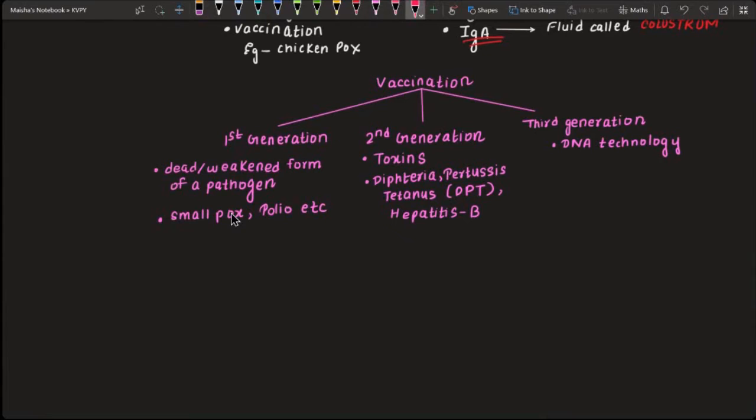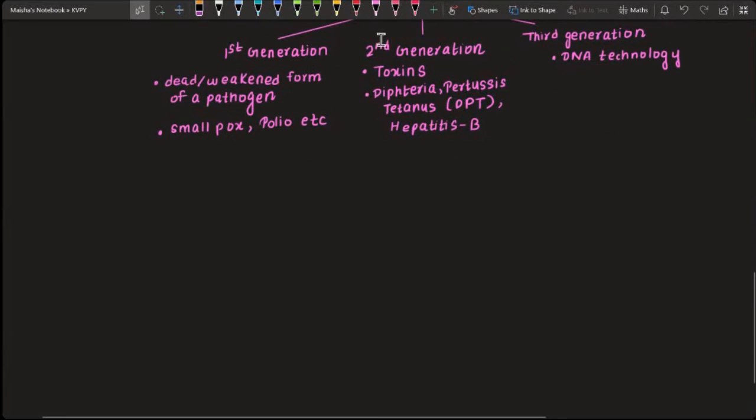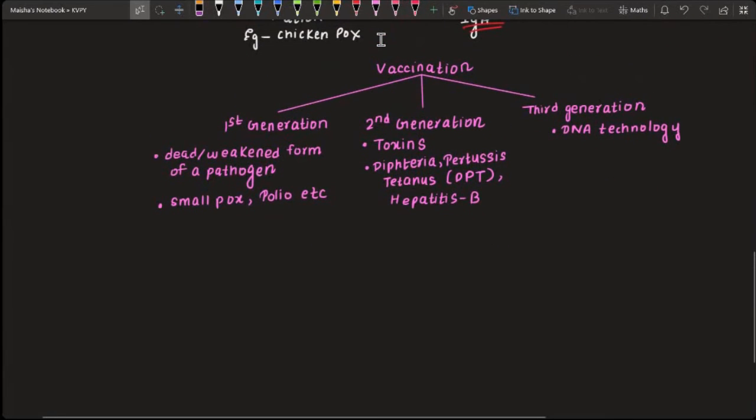The first generation and the second generation vaccines are also helpful, but they involve a lot of risk. Since if we inject a dead or weakened form of pathogen, there's a chance that the pathogen gets activated inside the body and will cause harm. So the most accepted kind of vaccine is the third generation vaccine.